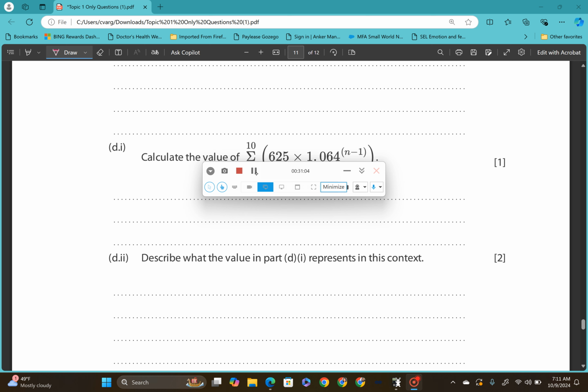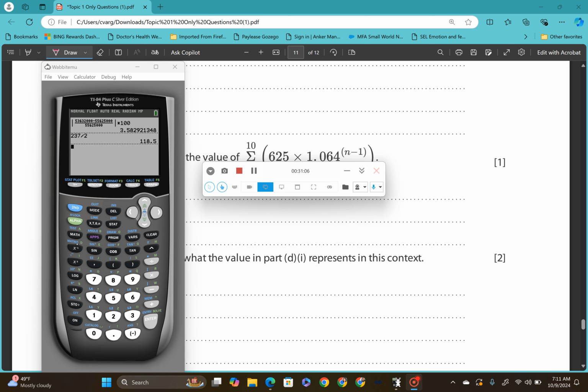I do find a benefit of walking you through this from scratch. Hit math, go all the way down to the bottom where the log base is, and you're going to hit summation, which is the big E, and you're just going to plug this in. Instead of n, I usually just use x, but you could use n if you'd like. We're going to press a 1, go up. The top number is 10. I'm going to show you exactly how to plug this in, okay?